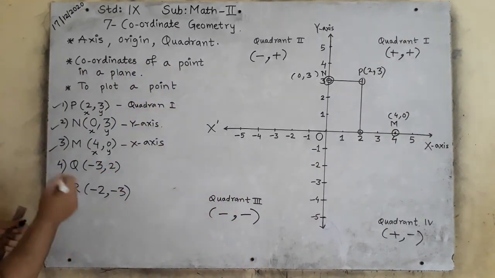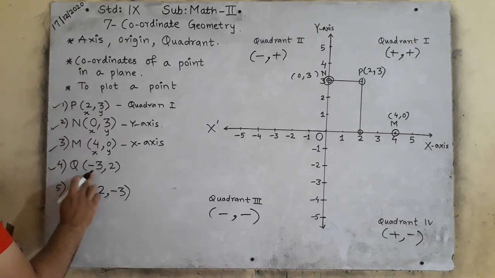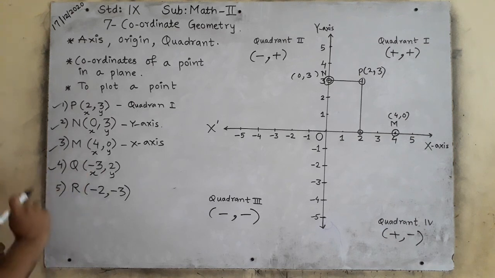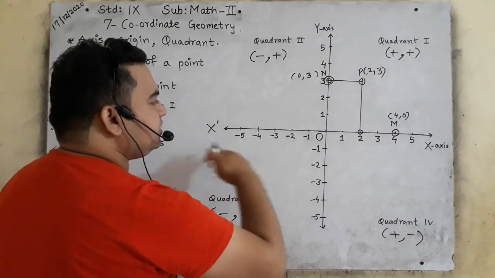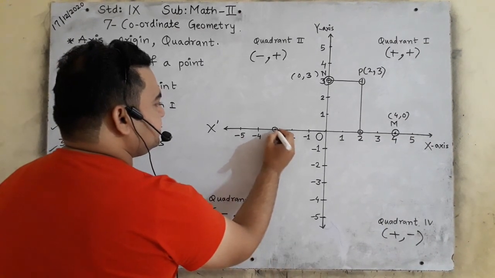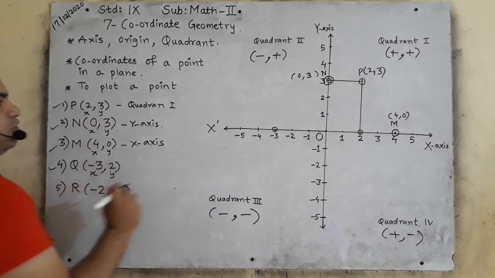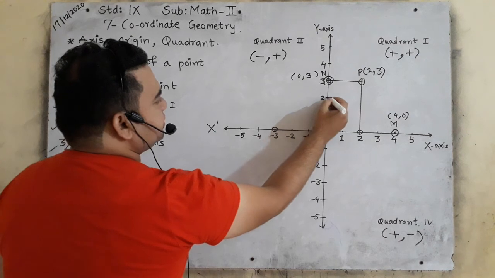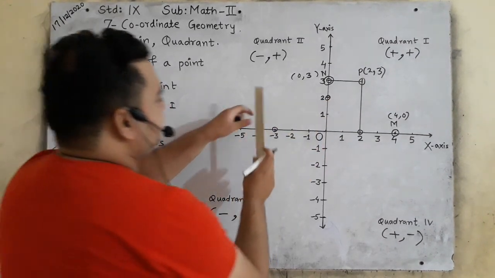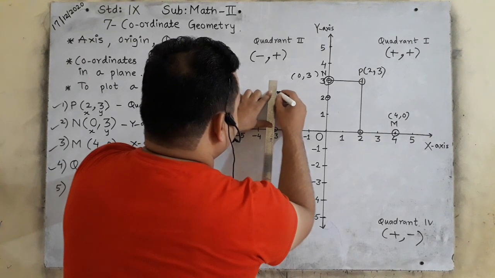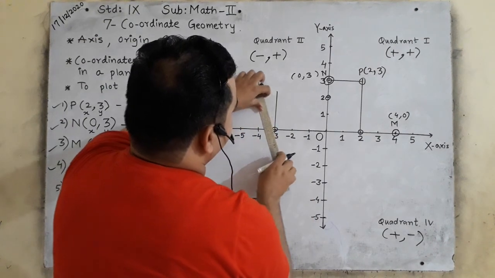Now see the fourth one, Q. Q minus 3 and 2. This is x, this is y. Okay, so x पे minus 3. Where x-axis is having minus 3? Here. Yes, minus 3. And y-axis 2, positive 2 up. Here, it is here. Now we will join these lines like this. We will join these coordinates with the line. See.